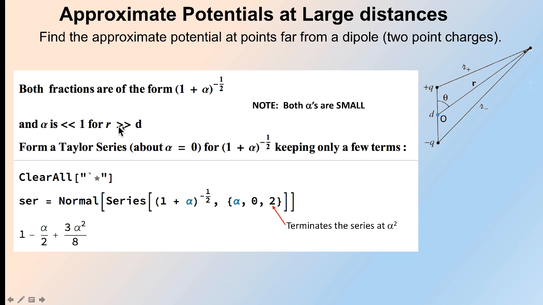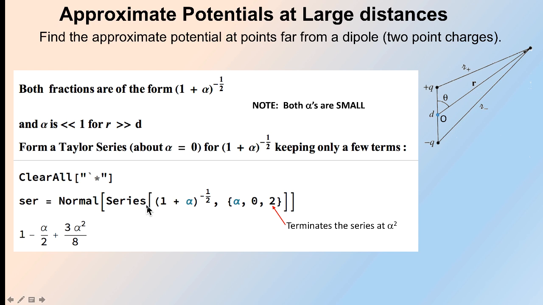For r much larger than d, which is the case that we're interested in, alpha is small because it has in it 1 over r's. We can expand this quantity right here. We can form a Taylor series or a Maclaurin series about alpha equals 0. So we'll expand that and we'll keep a few terms. And here's the Mathematica version of that.